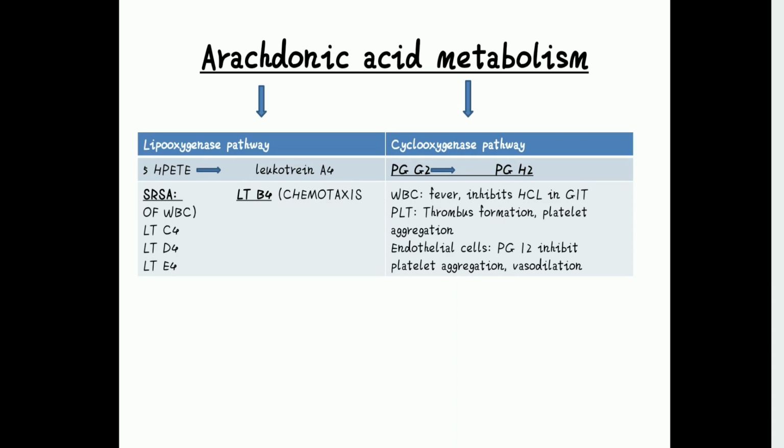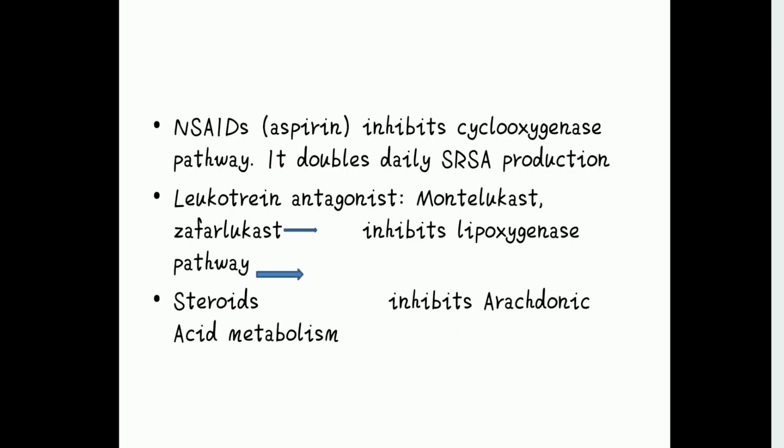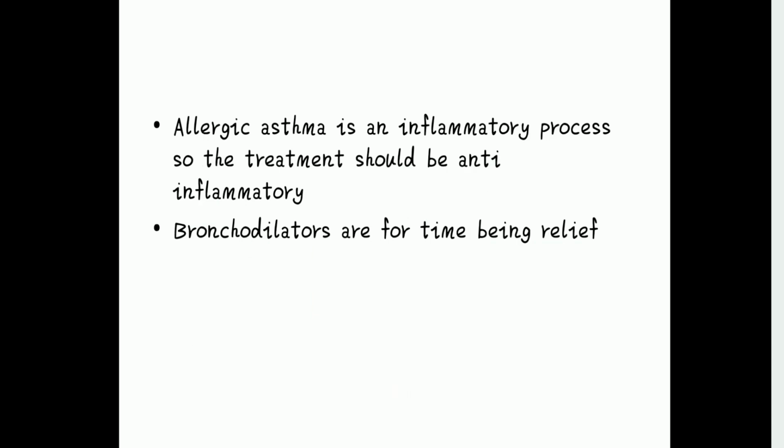The lipoxygenase pathway can be blocked by using leukotriene antagonists or leukotriene inhibitors, that are zafirlukast and montelukast. Steroids inhibit this whole arachidonic acid metabolism. Allergic asthma is an inflammatory process, so the treatment should be anti-inflammatory. Bronchodilators that are given to an asthmatic patient are for temporary relief.